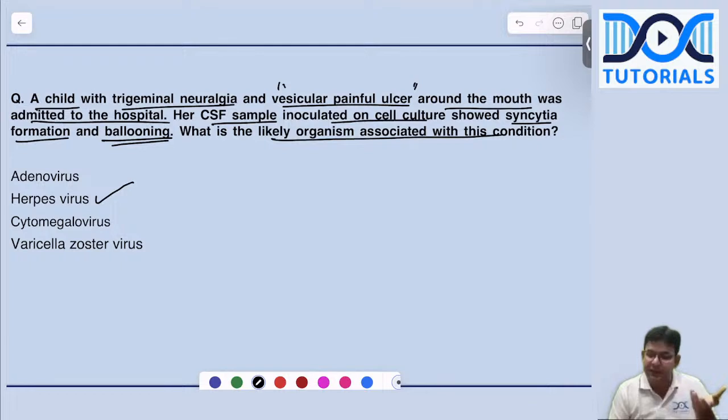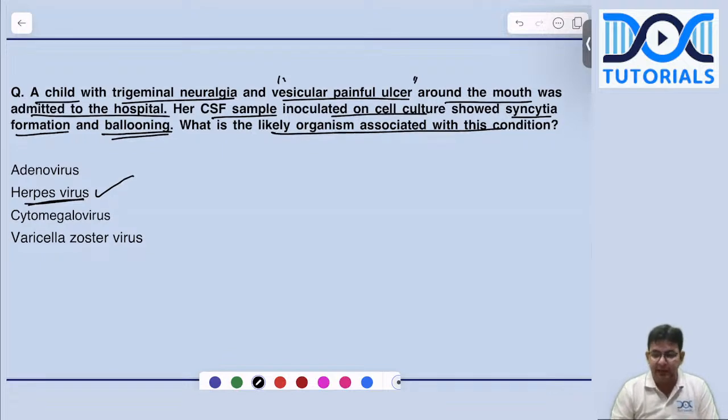It might be seen in HSV3. So yes, you're right, it might be D also. It is going in a close run, but the better answer to choose is herpes here, because most of the conditions support herpes. So the answer of choice will be herpes. But yes, you are right, it can be varicella zoster also.